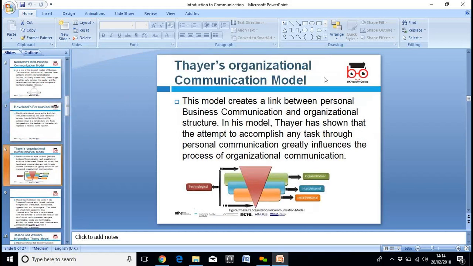Thayer's organizational model. This creates a link between personal business communication and organizational structure. In this model, Thayer has shown that an attempt, or any attempt, to accomplish any task through personal communication greatly influences the process of the organizational communication. So where people are personally involved, then it's much more likely to get through.